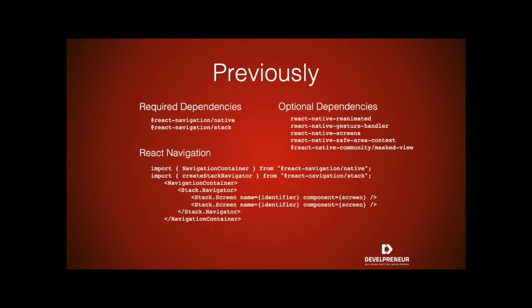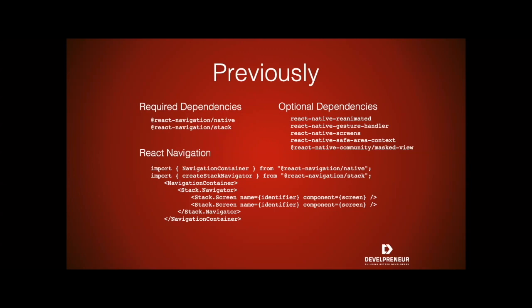So last time we talked about using React navigation and how we could use the stack and the stack navigator to actually add some screens to a nice stack flow so that we could interact and jump back and forth between an application. So for that, we had to install some dependencies for Node and Expo. Those were the React navigation native dependency and the stack dependency. We also included some optional dependencies like the reanimated, the gesture handlers, the screens, the safe area content, and the mask view.